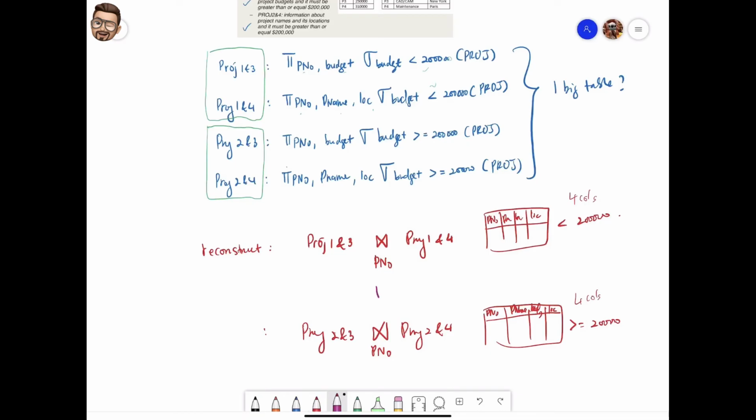We use the union operation for these two relational algebra. Then after you combine all of this, you have one big table project again. So all of the data will be inside here. So this is the reconstruction for mixed fragmentation.